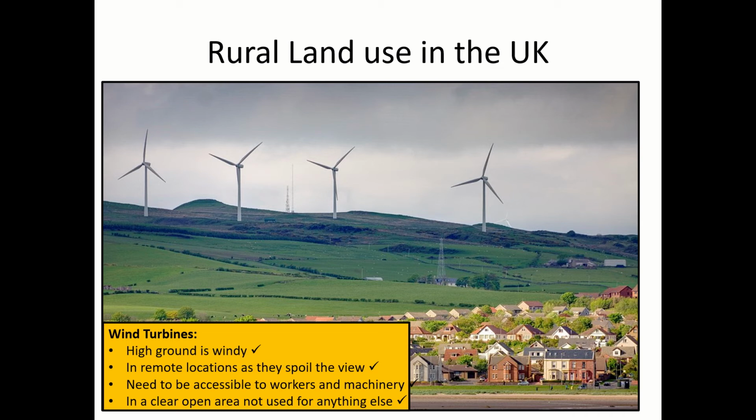They do need to be accessible though, because they require maintenance, and of course they need to be constructed in the first instance. So there needs to be some nearby road access. And they need to be in a clear, open area, and so the area is not being used for anything else. So that's why remote hilltops work really well. If you can find an area on a map that has those 4 features, then you will score 4 marks for why wind turbines would be appropriate to that location.